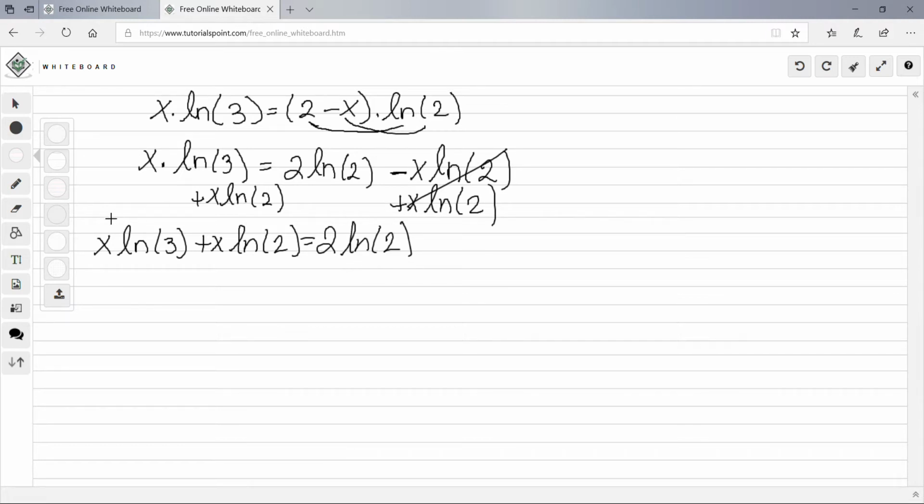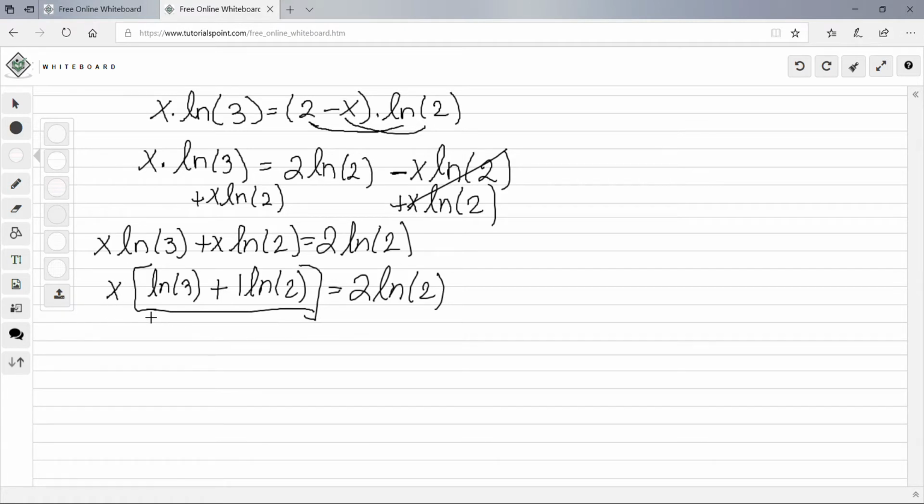So this cancels. So we have all the x's on the left side, so we can factor out an x. I'm going to say x, and then I'm going to use brackets, and I'm going to multiply this by ln of 3, because ln of 3 times x is x ln of 3, and then plus 1 of ln of 2, because when I multiply x times 1 ln of 2, I get x ln of 2, equals 2 ln of 2. So this stays the same. Now, our goal is to solve for x, so I'm going to divide both sides by this whole thing.